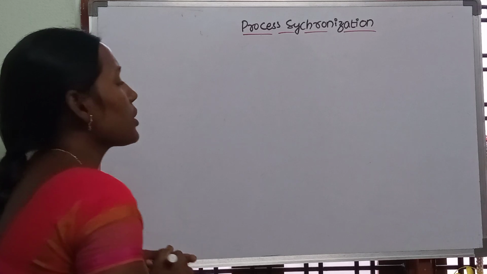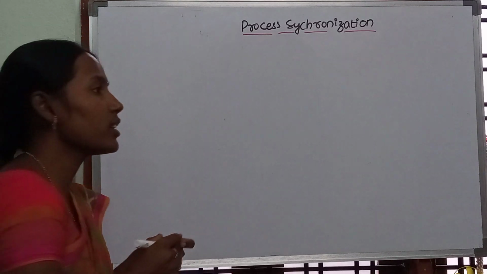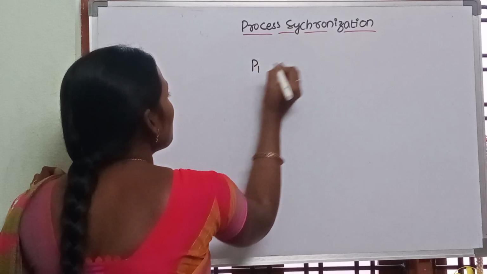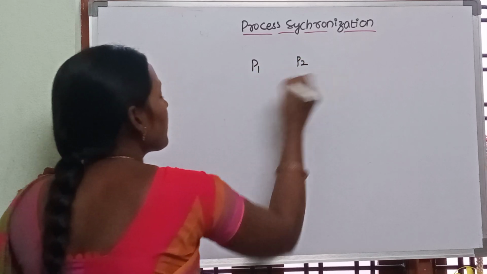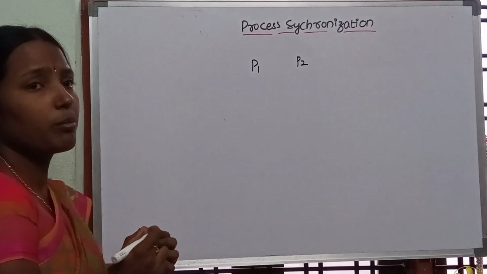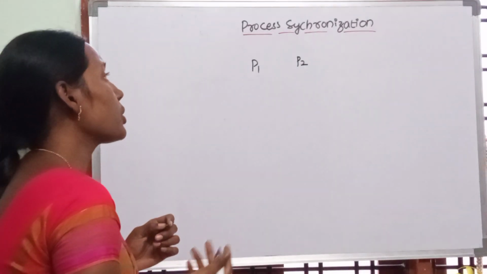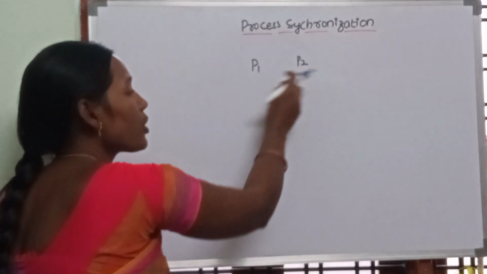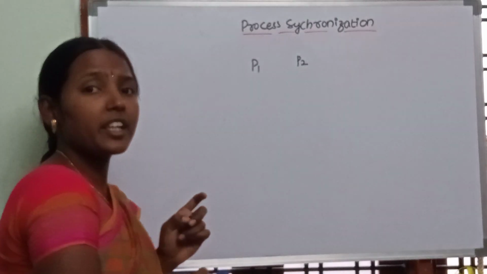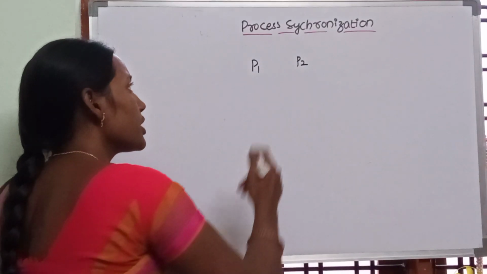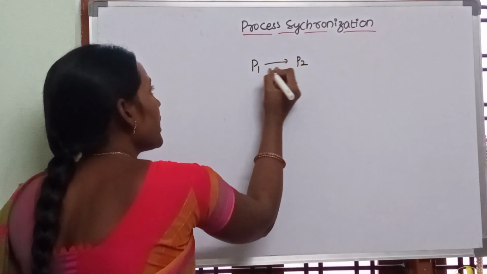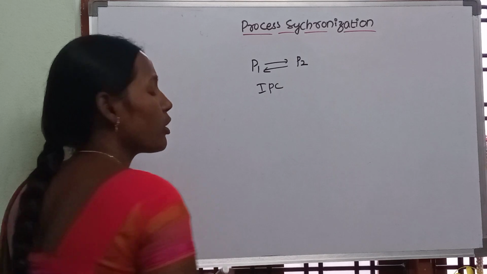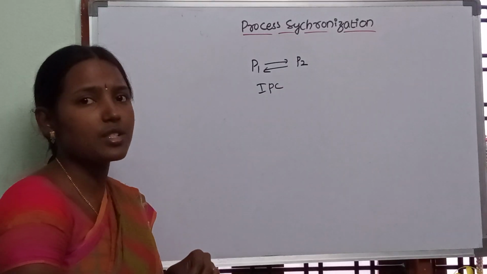Process synchronization comes into play in many situations where two processes need to communicate with each other in order to perform a task. That means to complete a task, both the processes have to communicate with each other. These two processes can communicate with the help of IPC, inter-process communication. We already discussed IPC in the last video.